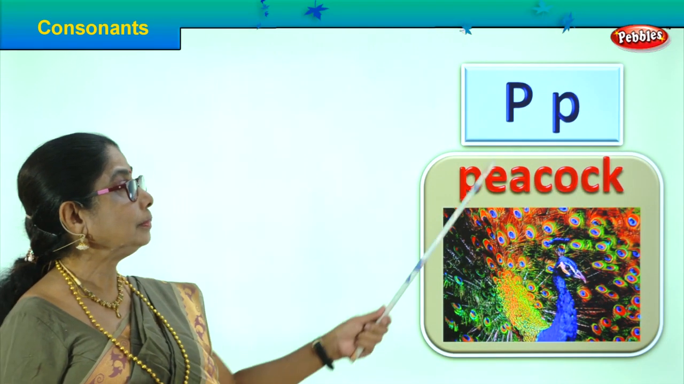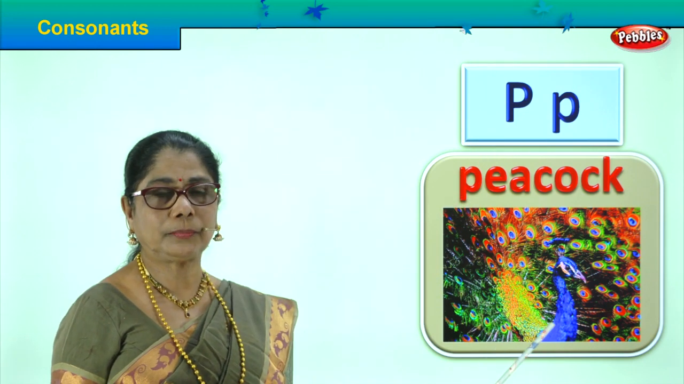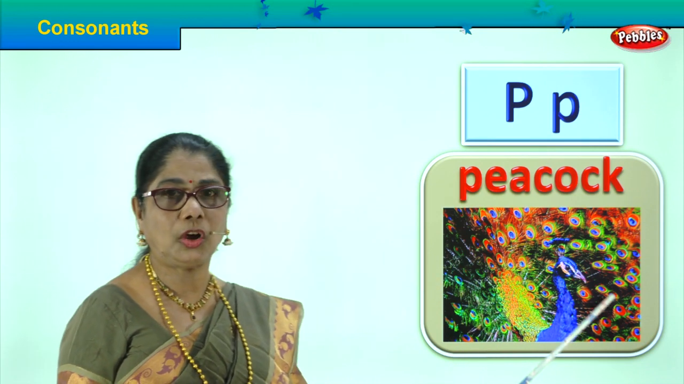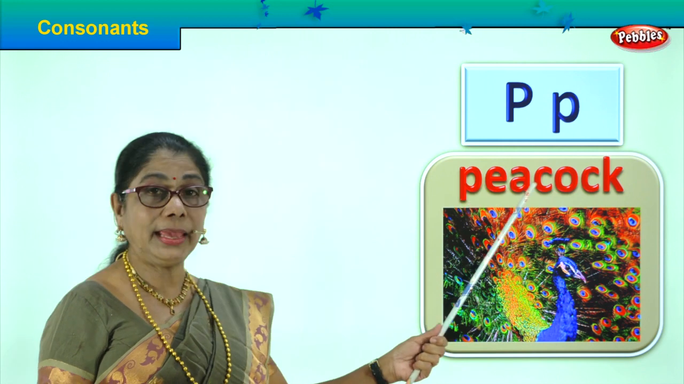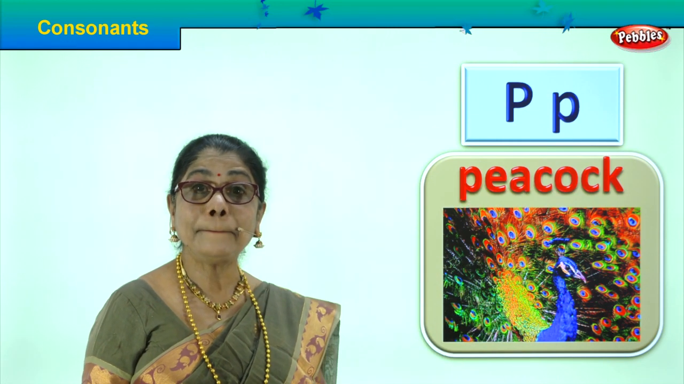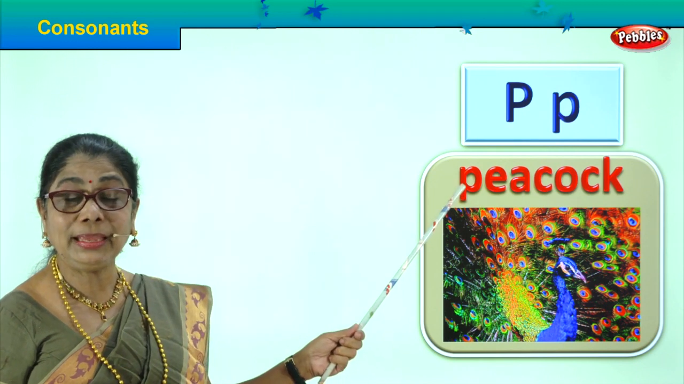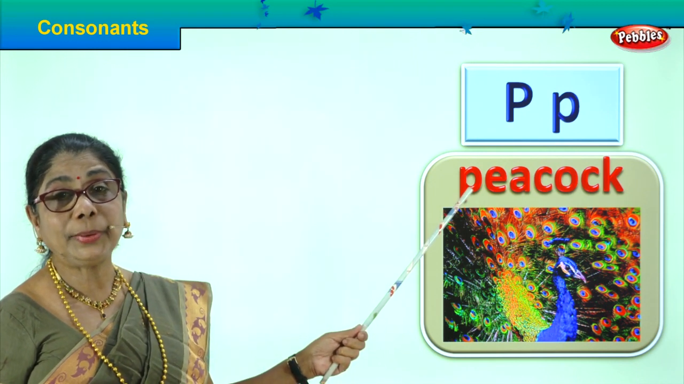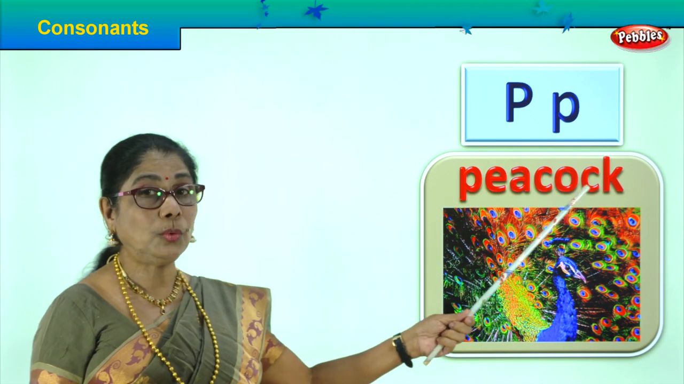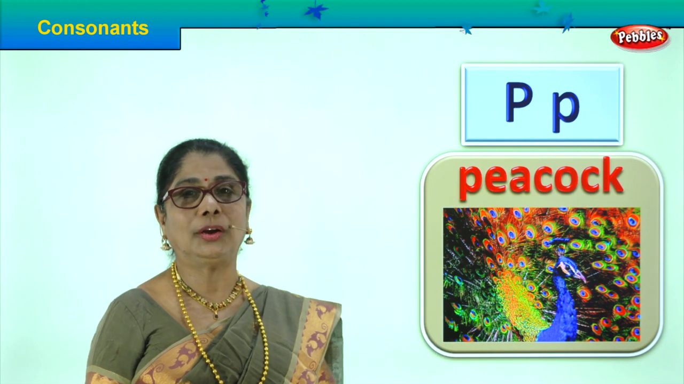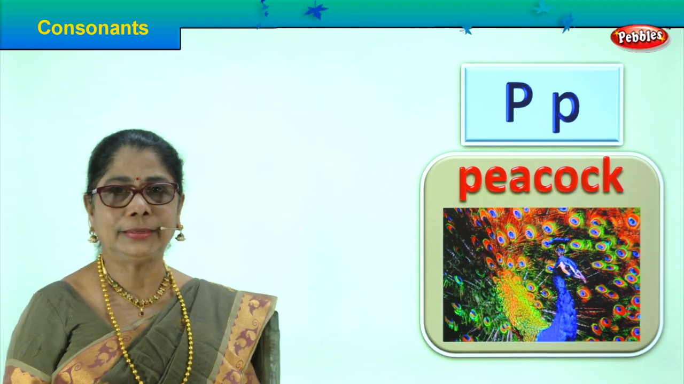Let's go on with the new picture. Look. Letter P. Peacock. Look at the beautiful peacock. Spell peacock. Peacock. The word peacock begins with letter P, sound P. P is a consonant. Peacock. Good.